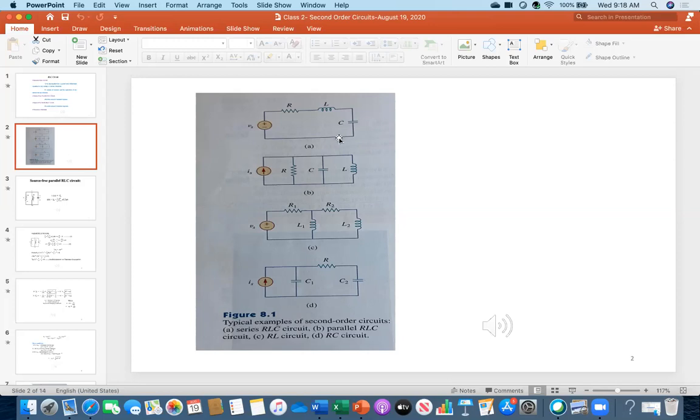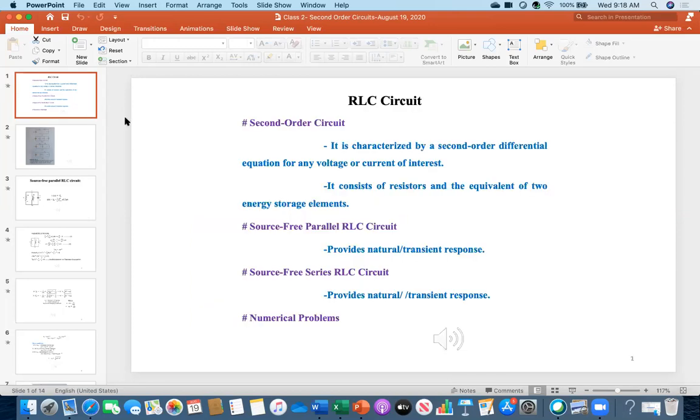So therefore, all four, A, B, C, D, are second order circuits. Again, I am going back to the first slide. See the definition of second order circuit. It consists of resistors and the equivalent of two energy storage elements. Now, today we will be discussing the characteristics of second order circuits, in particular the source-free parallel RLC circuit. And then later we will look at the source-free series RLC circuit, followed by some numerical examples.